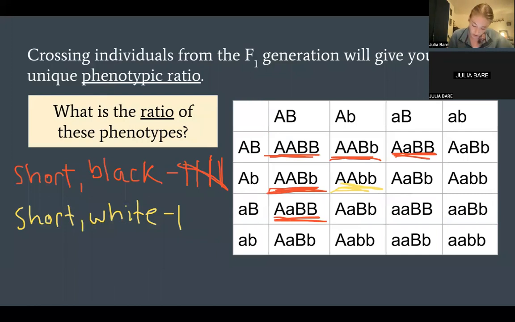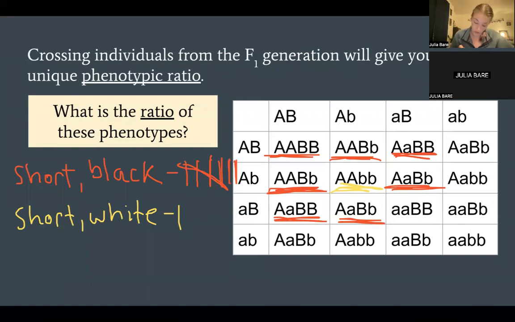Okay, what if we do this next one? Well, the next one is still short with black hair. So is this one. So we have two more short with black hair. If we do the next one, though, these are going to be what? Big A, excuse me, little a, big B, big B.